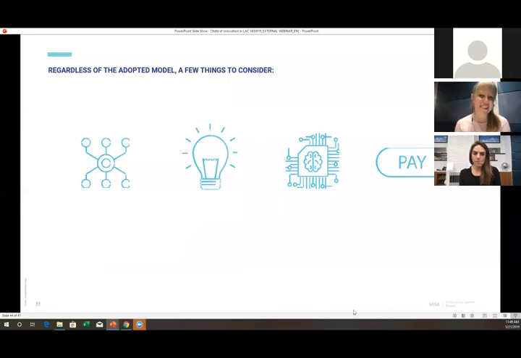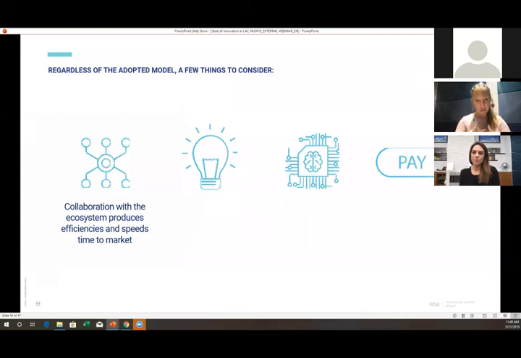Finally, this is our last content slide. As we wrap this up, regardless of the adopted model around innovation, there are a few key messages we want to drive home for you today. The first is, we've underscored this throughout the presentation, but collaboration with the ecosystem produces efficiencies and speeds time to market. So instead of being closed and fearful of the ecosystem, we want to encourage companies to be open and excited about participation, being very confident in your own strengths and what you do well, and looking to others to help compensate in areas where you might be weaker or simply don't have the know-how, and together creating something that's even more powerful when you're in the marketplace.